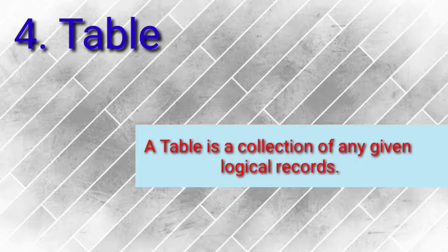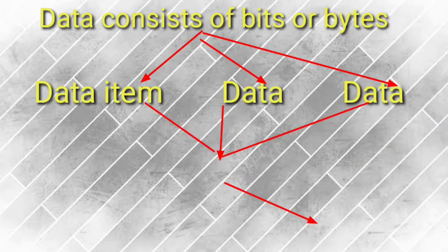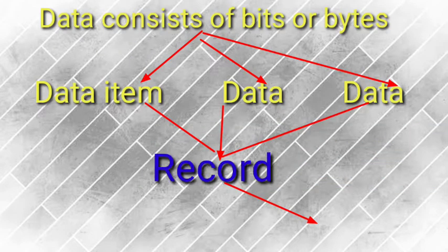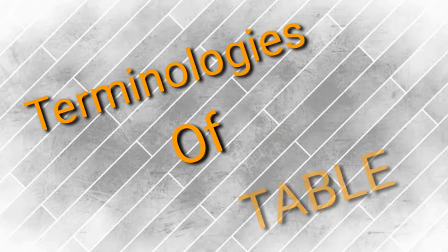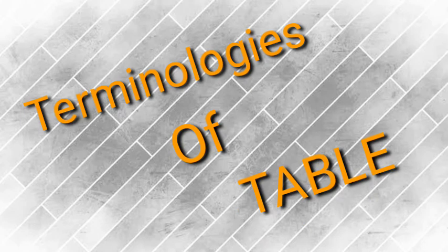So these four are the basic components of a table, wherein we write the data into the table. A data consists of bytes. It is stored as a character in the memory of the computer. All the data items together make a record and all the records are represented in the form of a table. Now let us look into some of the basic terminologies of table and their properties.